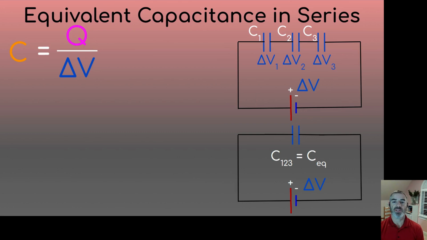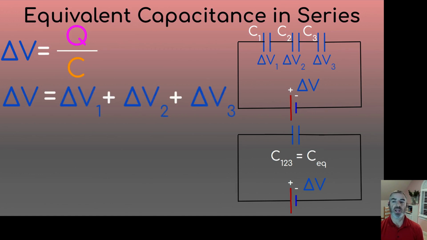And we're going to rearrange this for delta V is equal to Q divided by C. Now, the delta V in the circuit is going to be the total potential that's measured across the capacitors, the sum of the capacitors' potentials once they're fully charged. And that's going to equal the total potential of the battery, as we know that once capacitors are fully charged, the potential across the battery is equal to the potential read across the capacitors.